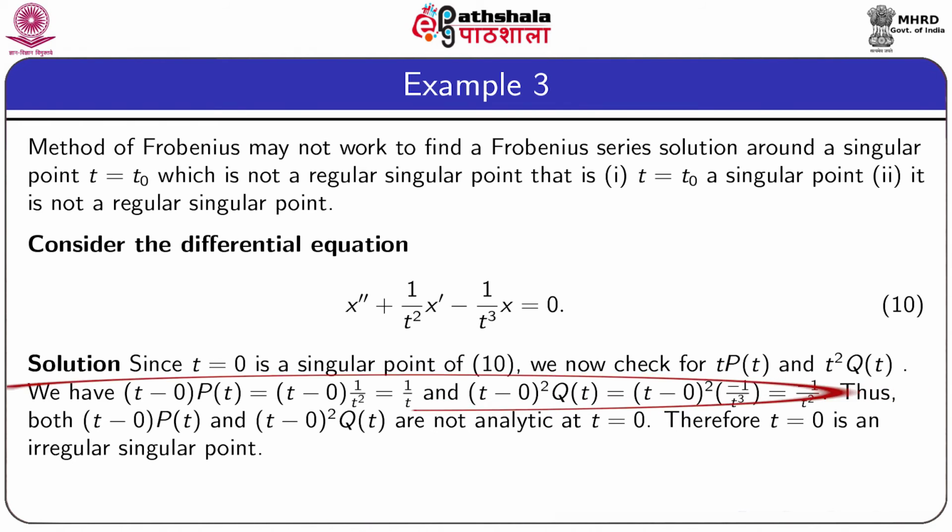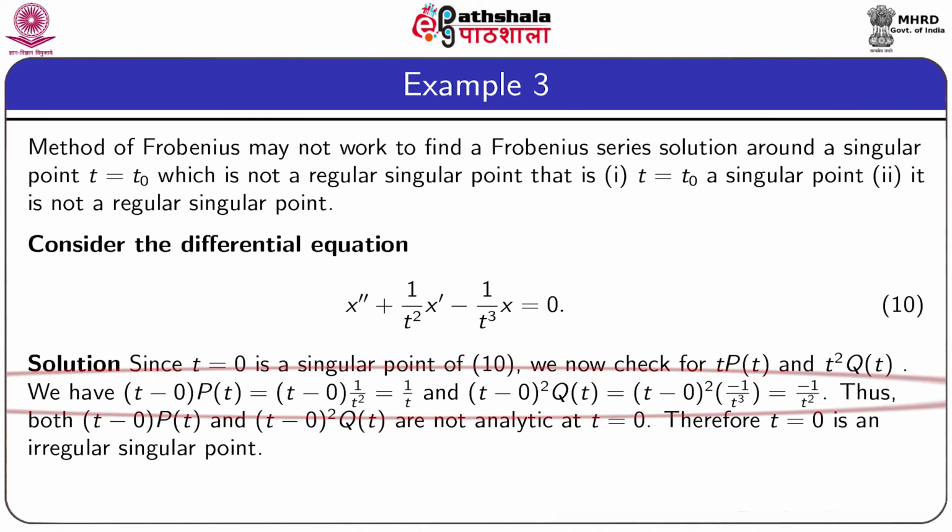Therefore, we have (t minus 0) p(t), which is equal to 1 by t, and (t minus 0) whole squared q(t), which is equal to minus 1 by t squared, and we can see both these expressions are not analytic at t equal to 0 because they are both undefined at the point t equal to 0, and therefore t equal to 0 is an irregular singular point.